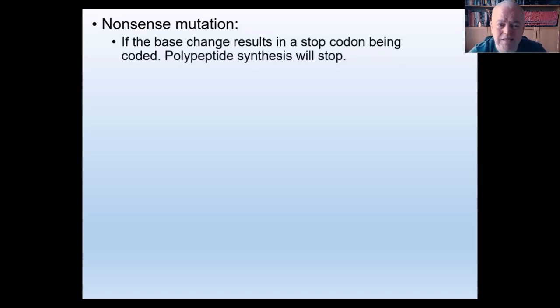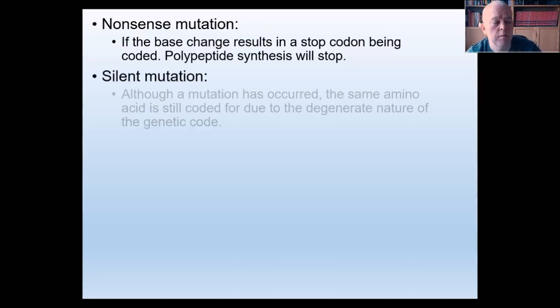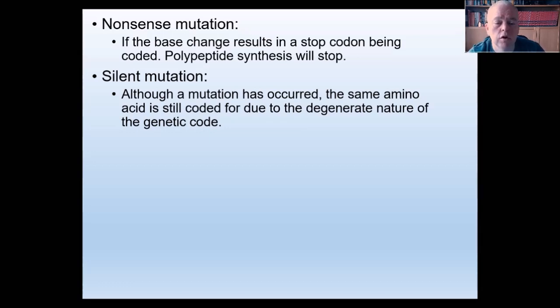We've also got something called a silent mutation. A silent mutation occurs when we have the same amino acid that's being coded for, so we don't actually have an effect in terms of the polypeptide sequence, although our DNA sequence or our messenger RNA sequence has been altered. Remember, this is due to the degenerate nature of the genetic code. We've got multiple particular codons coding for a particular amino acid, and so it may be that that mutation has led to just one change in one of the bases, and we don't change the amino acid that is coded for.